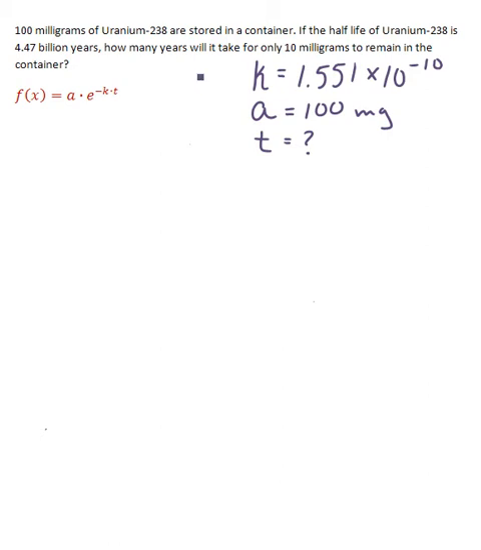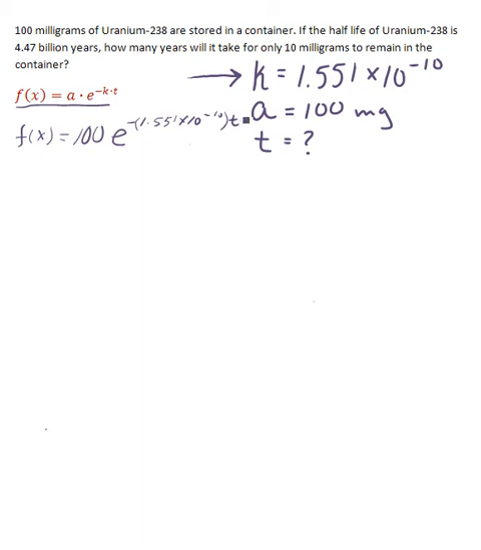Now that we have our constant K, found to be equal to 1.551 times 10 to the negative 10, we can use the following information to figure out how many years it will take for only 10 milligrams to remain. Using our exponential decay formula again, we know that we have found our constant. We also know that A is the initial amount. In this problem, we are told that we have 100 milligrams. Like I said, K we have to be 1.551 times 10 to the negative 10.